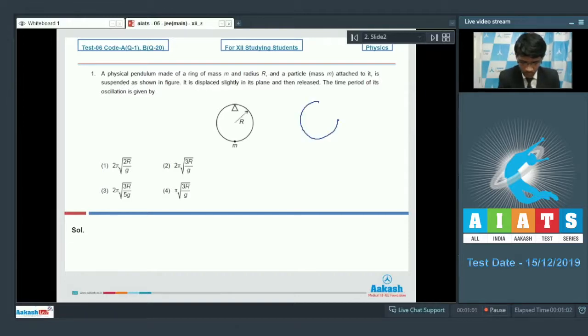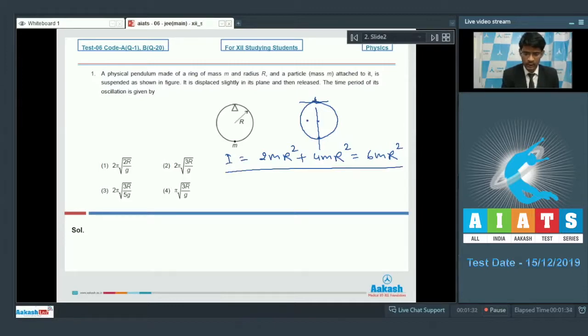So for that, first I'll calculate the moment of inertia about this axis. This being a ring, its moment of inertia about this axis will be mr square, and about here it is 2mr square. Plus, additionally, a small mass is attached at this point, so it is m, and this distance is 2r, so it will be 4mr square. So effectively it is 6mr square. That is the moment of inertia of this rigid system about this axis.